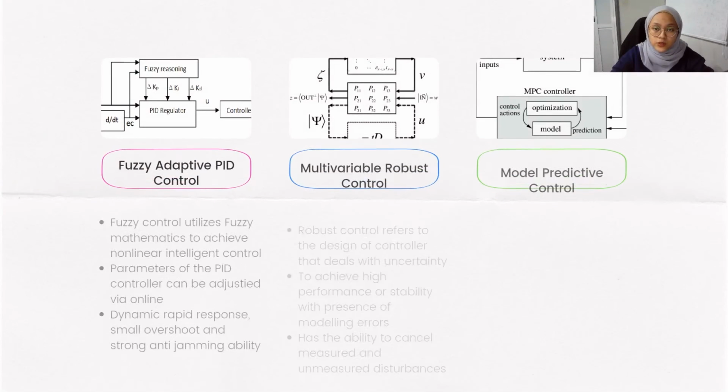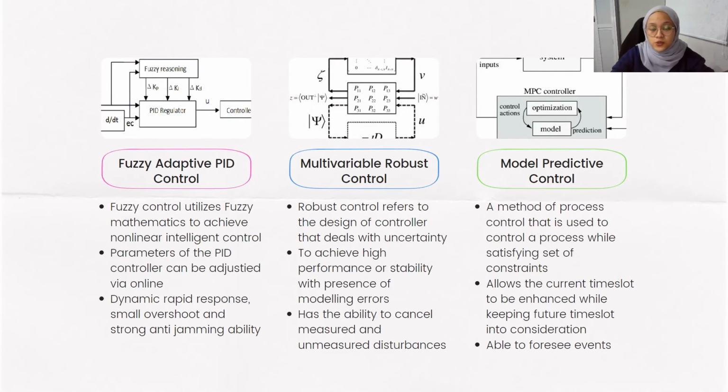One of the methods is to use fuzzy adaptive PID control, where it utilizes fuzzy mathematics to achieve non-linear intelligent control, which is something a traditional PID controller has trouble dealing with. Using the fuzzy adaptive PID control, parameters of the PID controller can be adjusted online, and results show that the use of the fuzzy adaptive PID controller shows a dynamic rapid response, small overshoot, and strong anti-jamming ability.